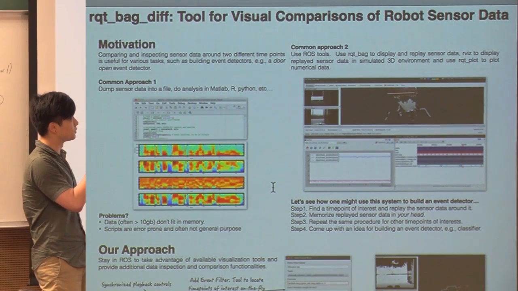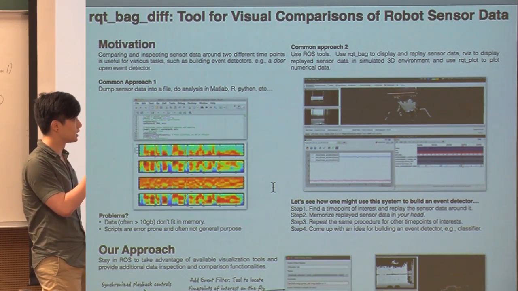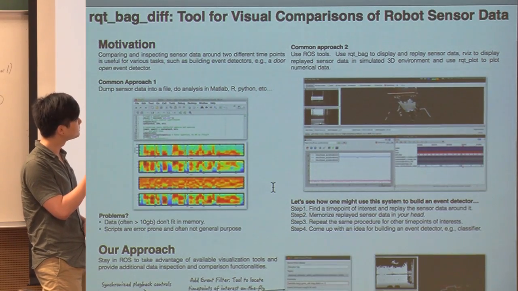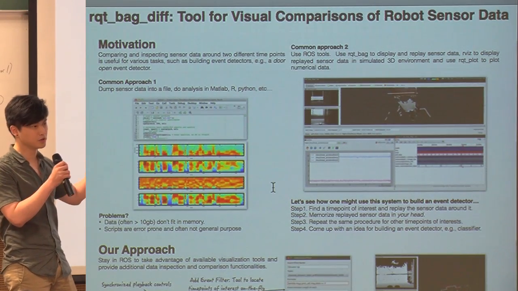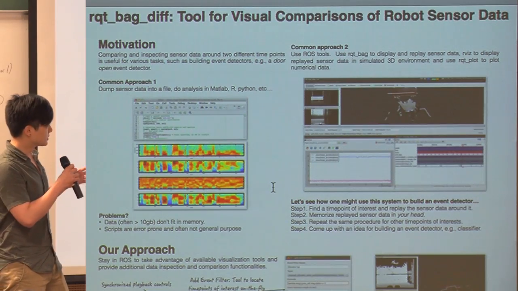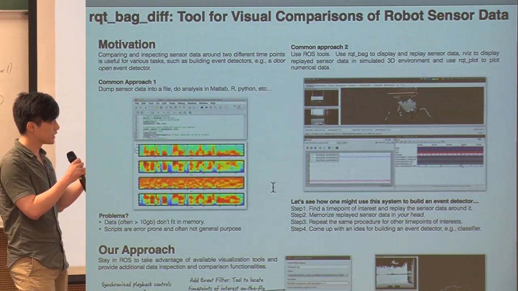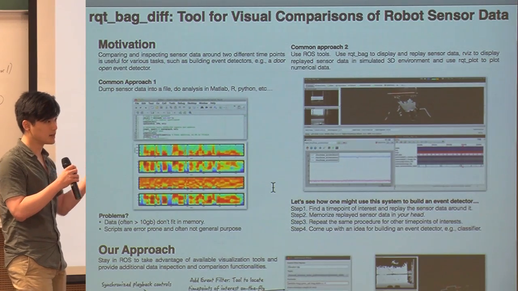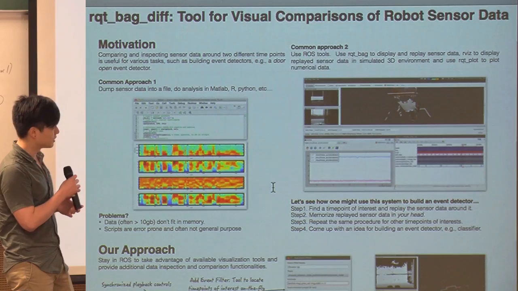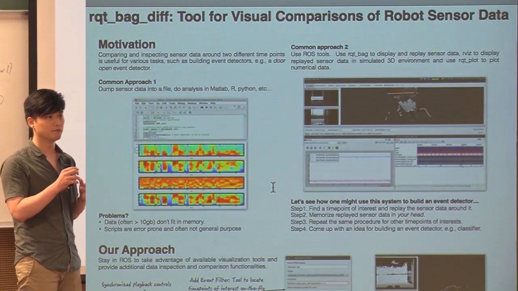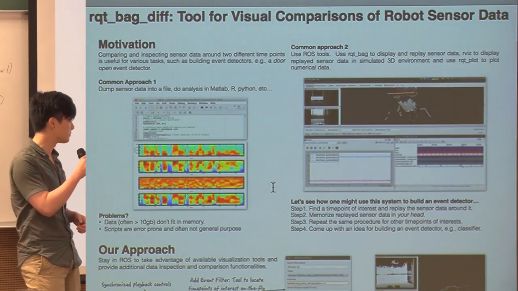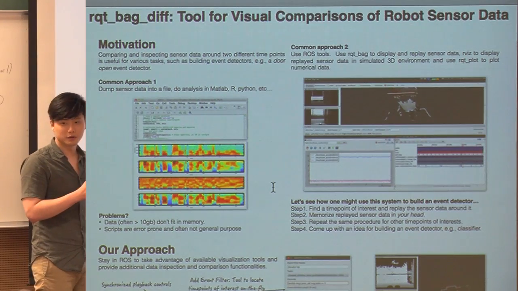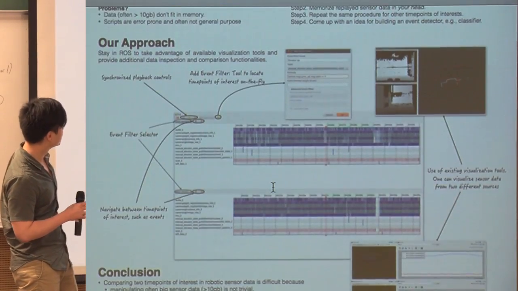And also it works really well with the other visualizations like RViz and RQT image view and all these other things. So I can quickly look at what the sensor data really looks like by jumping around. However, it doesn't give me a nice way to compare two time points. So if you scroll down a little bit, go to our approach.